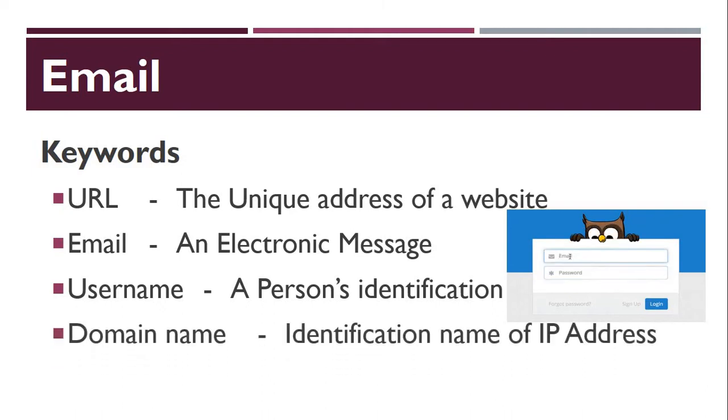Next, domain name. A domain name is an identification for IP address. It is used for finding and identifying computers on the internet. Computers use IP addresses, which are a series of numbers. It is very difficult for humans to remember the numbers, right? Because of this, domain names were developed and used to identify entities on the internet rather than using IP addresses.